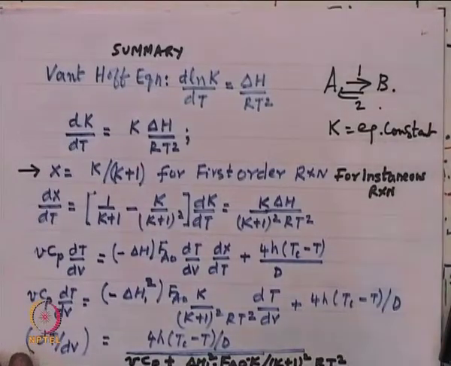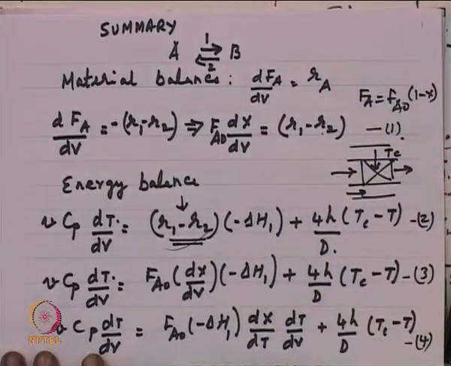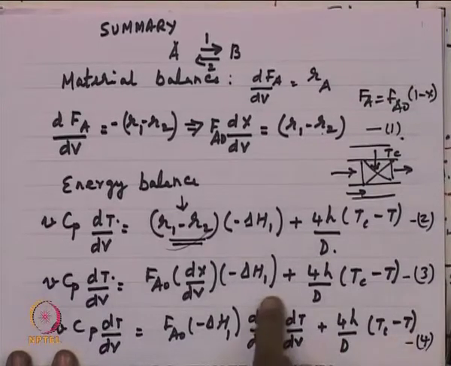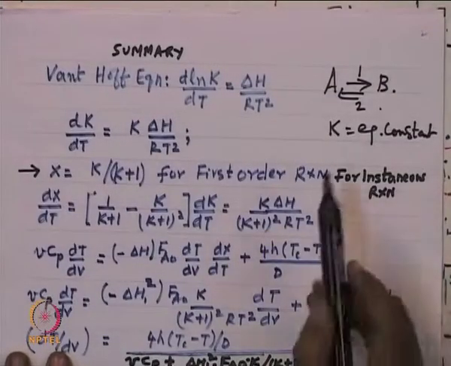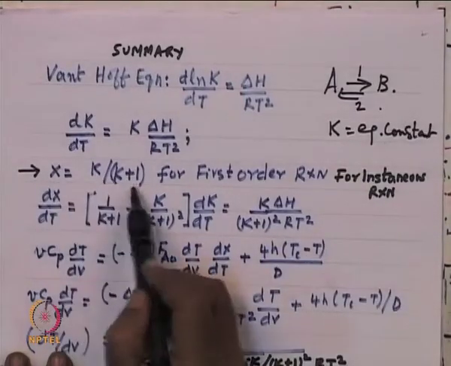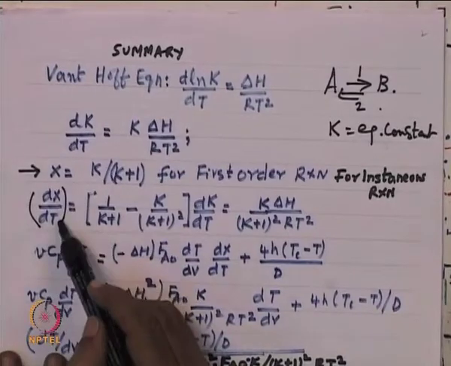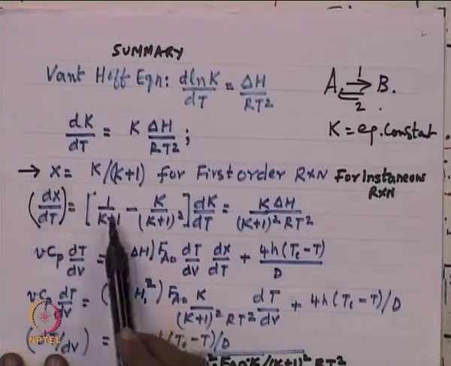Now, in our previous representation, the left hand side of our equation is the rate at which temperature changes with position or volume, and the right hand side involves a dx/dt and a heat transfer term. This dx/dt is a term that we can understand more for the case of an instantaneous reaction. For that case, x is given by K/(K+1), where K is the equilibrium constant. And now, dx/dt which appears in our equation can be obtained by differentiating x. That is what has been done here.